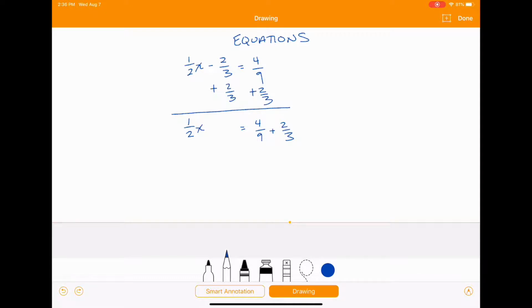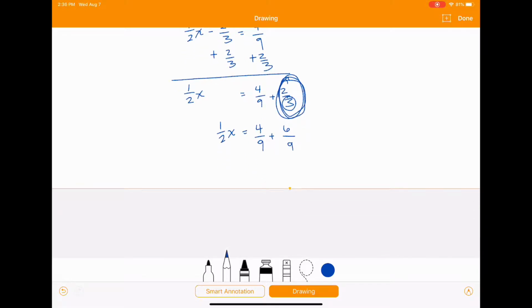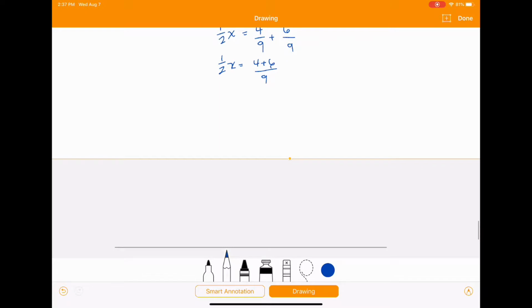We know that 3 times 3 equals 9, so we'll just go ahead and change this fraction here. So 1/2 x equals 4/9 plus, times top and bottom here by 3, so you're going to get 6/9. So 1/2 x equals 4 plus 6 over 9. So 1/2 x equals 10/9.